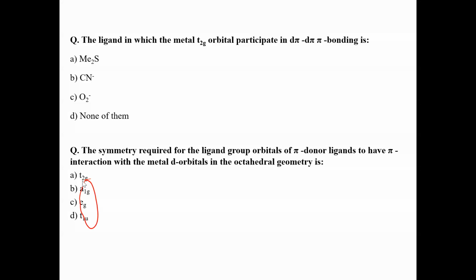If you know the answer, just type in the chat box, please. If I discuss the first one, that is d pi d pi bonding, for that bonding your ligand should have a vacant d orbital. At least it should have a shell in which the d orbital can exist, like 3d. So just identify among these and tell me, please.